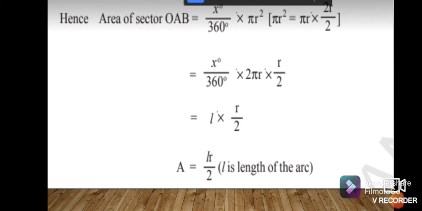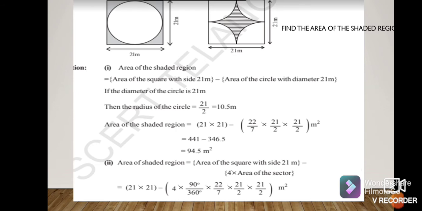So now we got x by 360 into 2 pi r, which is L. Now L into r by 2. So the other formula, in other terms, for the area of a sector is equal to L R by 2, where L is the length of the arc.